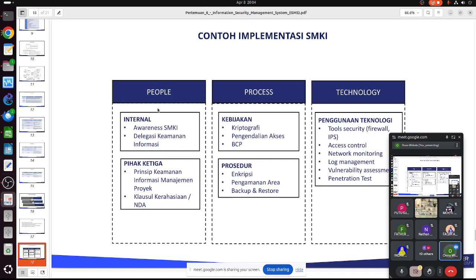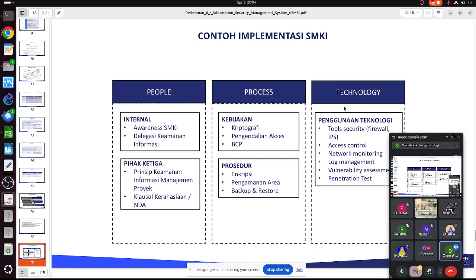So basically we have three pillars. We call it PPT: people, process, technology. And this is very important. Most of the implementation of ISO 27000, most of the directors, the CEO, CIO, something like that, if it is in the military, the general, they will focus on technology.